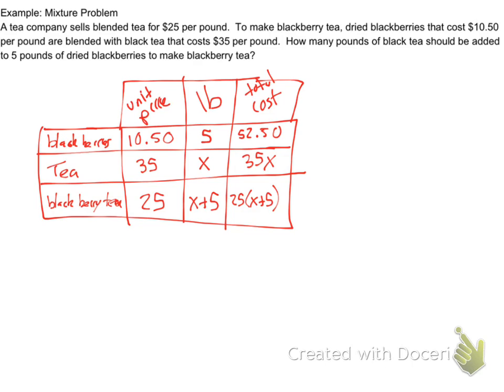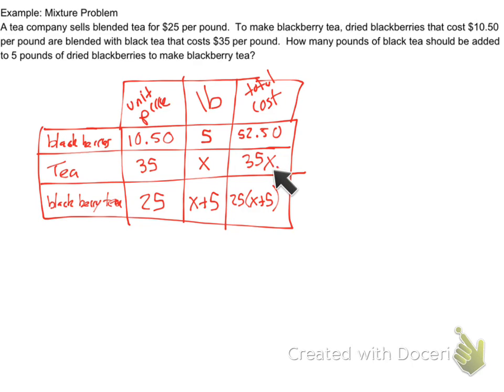$45. How did you figure that out? You add their costs individually, which should be the same as the total cost of the tea. Can you guys realize that? The total cost of something is the individual costs added up. Guess what? $52.50 was the individual cost of the blackberries when I put 5 pounds in. Tea, we don't know how many pounds, but if I knew exactly how many pounds of tea it would be 35x. So that is my cost of the tea.